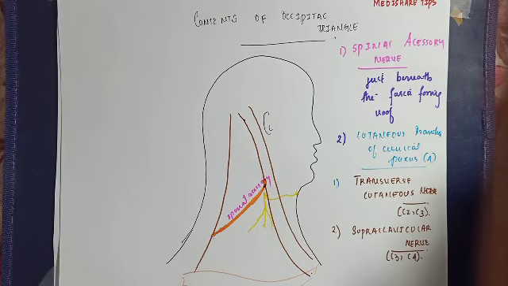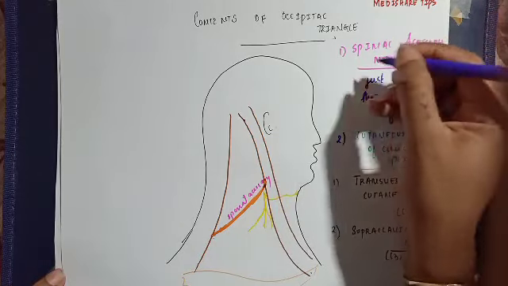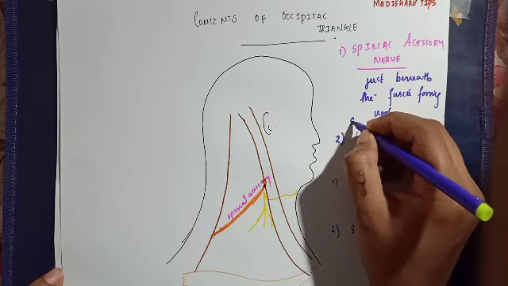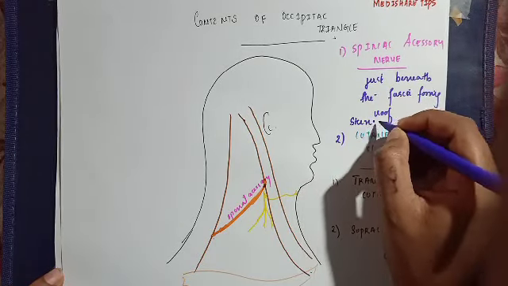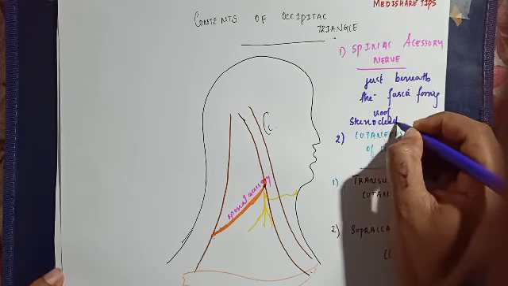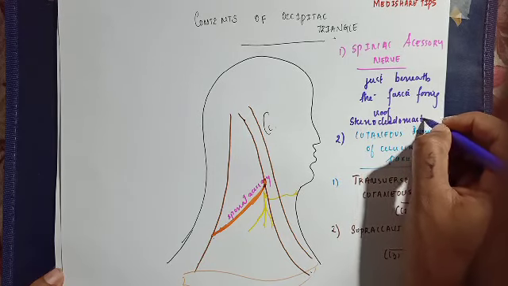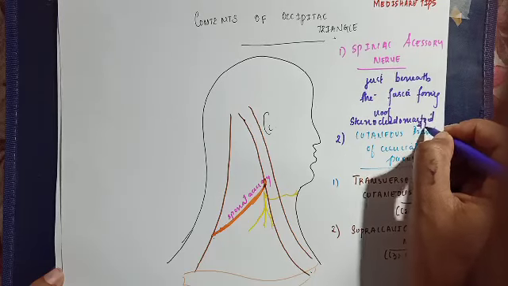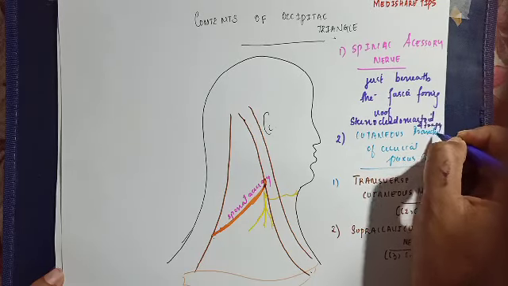One thing which I forgot to tell about the spinal accessory nerve: which muscles is it supplying? Both the sternocleidomastoid and trapezius muscle. So now we'll go into the supraclavicular nerve.